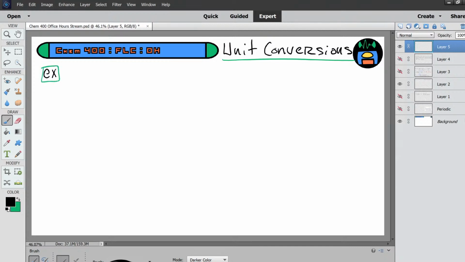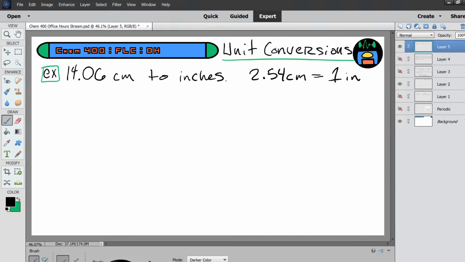All right, let's convert 14.06 centimeters to inches. Now again, we need the unit conversion, and the unit conversion is 2.54 centimeters in 1 inch. This is measured, so this unit conversion has 3 sig figs.